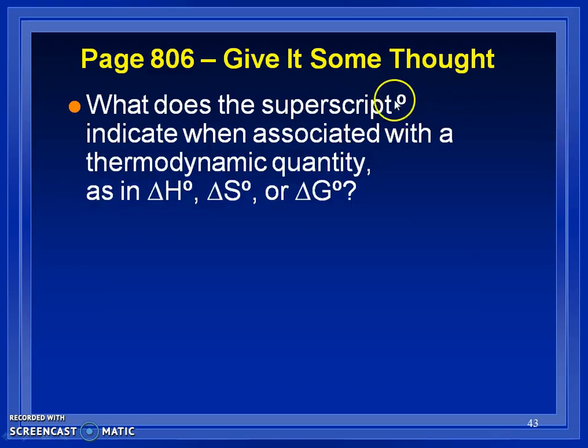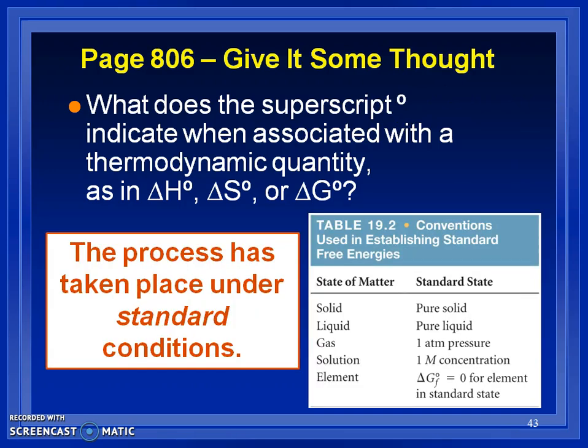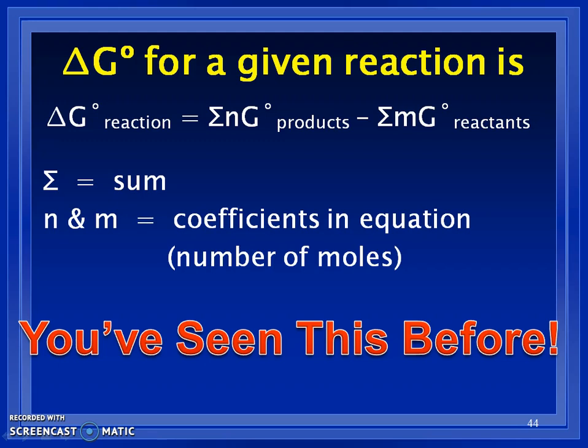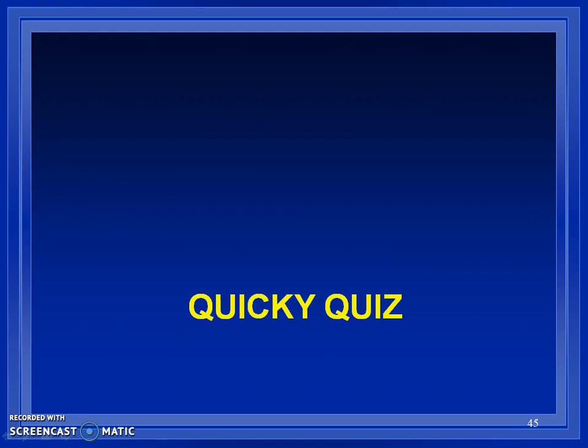So again, what does that little symbol mean? We've seen that many times. That means it's under standard conditions. And here I'm giving you some examples of what standard conditions really are. So you've seen this before many times. Again, here we have our products minus reactants. We have the value going to be multiplied by the coefficient in the equation. So can you answer these questions?